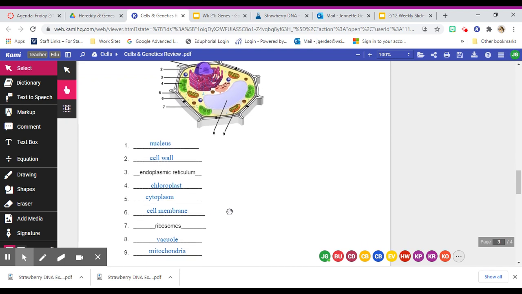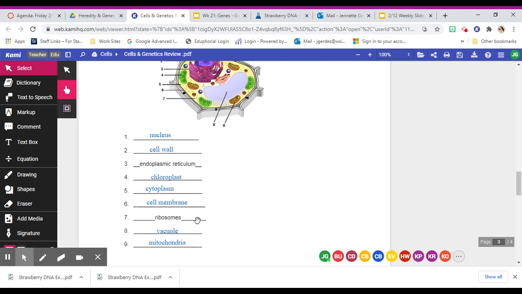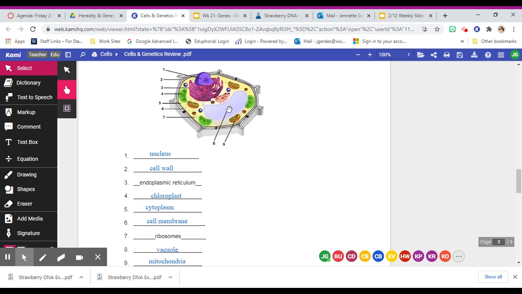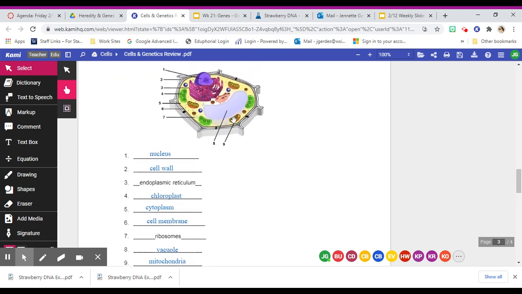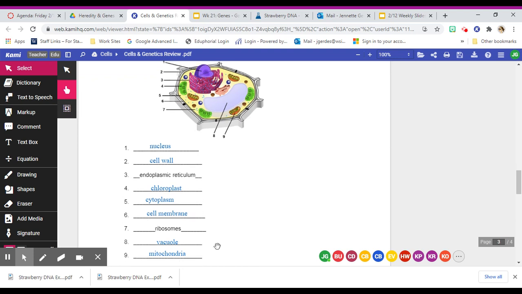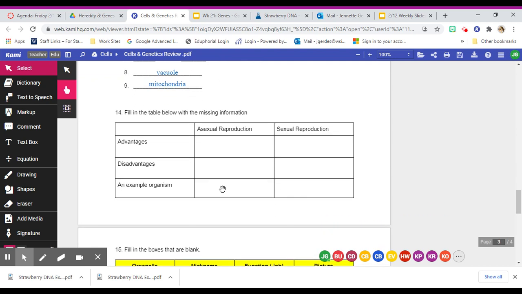The number 6 is the cell membrane. Remember, that's right inside the cell wall. Plants and animals both have that one. Number 7, we can skip. Number 8, the vacuole. Remember, this is the central vacuole. In plants, they have one. In animals, we have more than one. And number 9 is the one that looks like the maze. It's yellow in this picture. It's the mitochondria or the mitochondrion. Either one is acceptable.